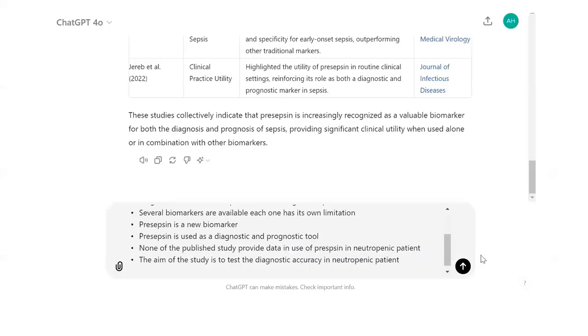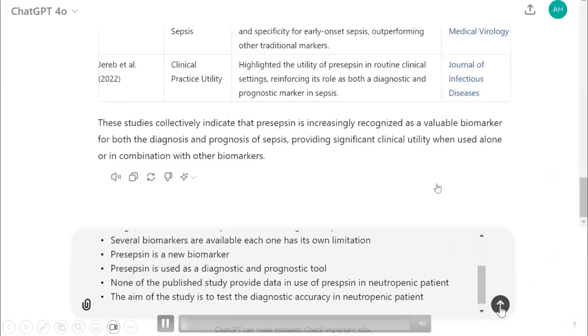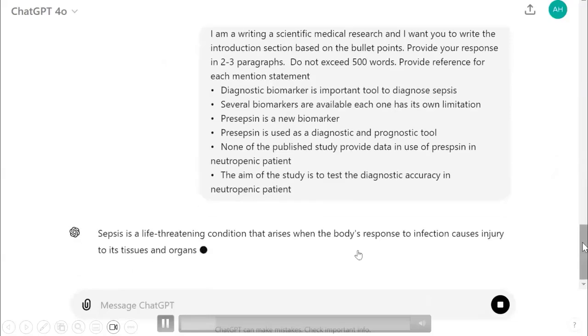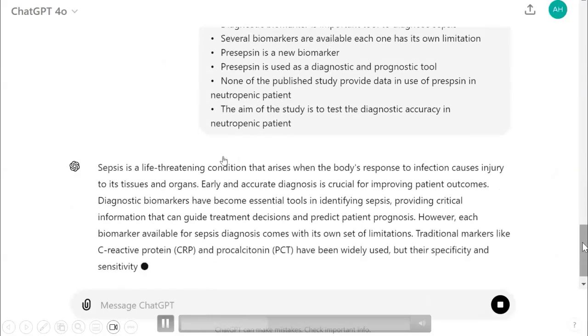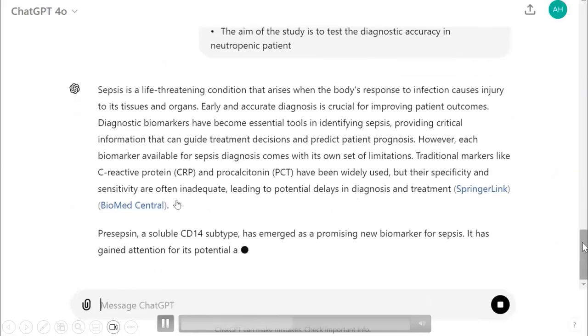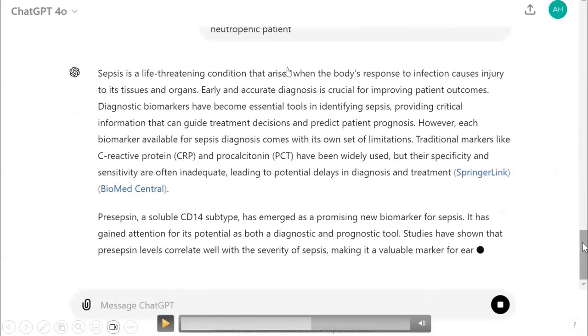So if you go to this prompt, ChatGPT starts by rewriting the bullet points in a paragraph. Sepsis is a life-threatening condition that arises from the body's response. Early accurate diagnosis is crucial for improving patient outcomes. Diagnostic biomarkers have become an essential tool in identifying sepsis. However, each biomarker for sepsis comes with its own set of limitations.